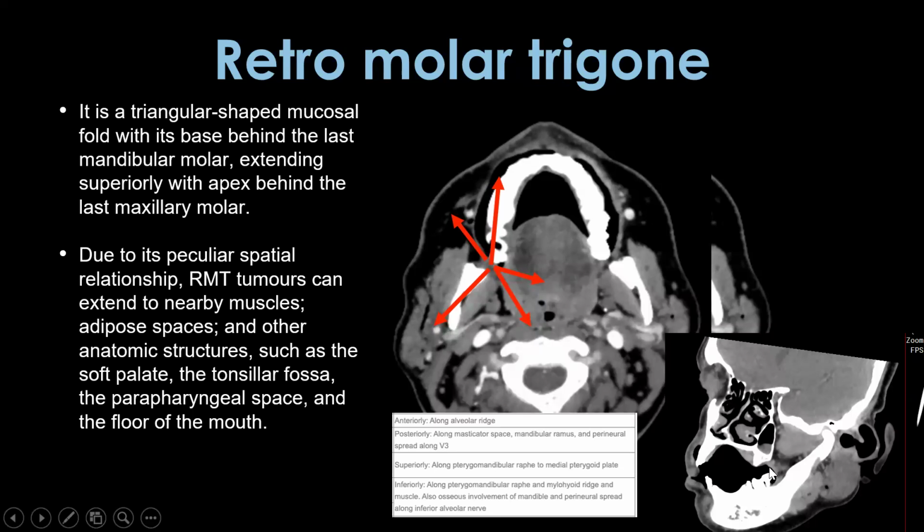Again, any asymmetry here, we can compare it with the other side. Any asymmetry, any soft tissue lesion, any effacement of the fat in this region, along with any cortical erosion in this bone, can help us suspect lesions here.